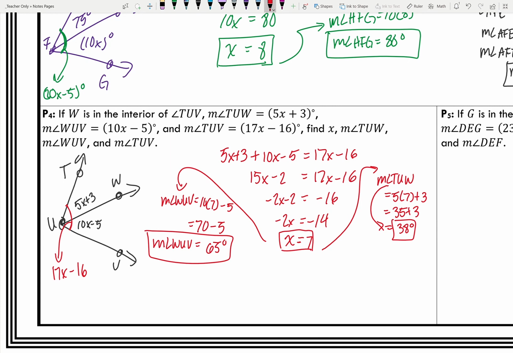And then lastly, we can find the measure of angle TUV by adding 65 and 38. So 65 plus 38 is equal to 103 degrees. You could have also just plugged x into this 17x minus 16. It would have given you the same answer.